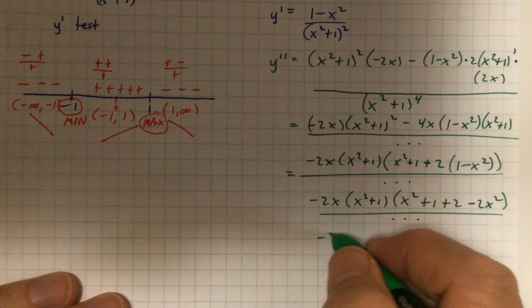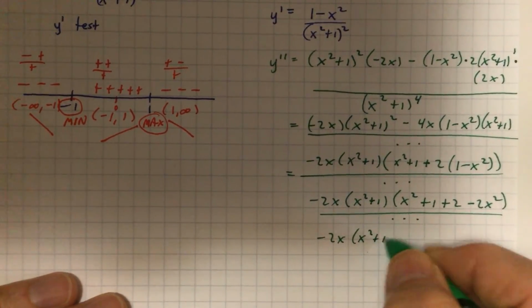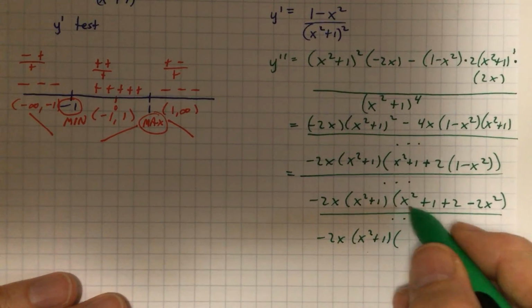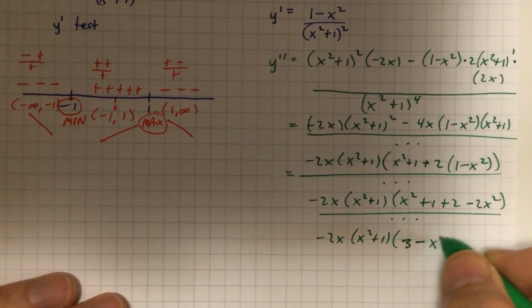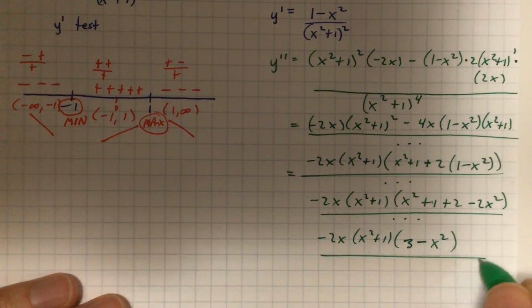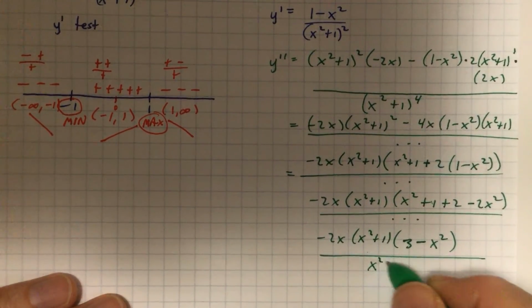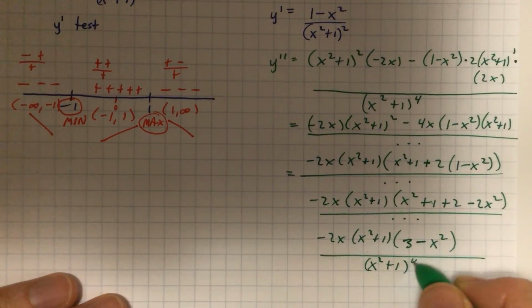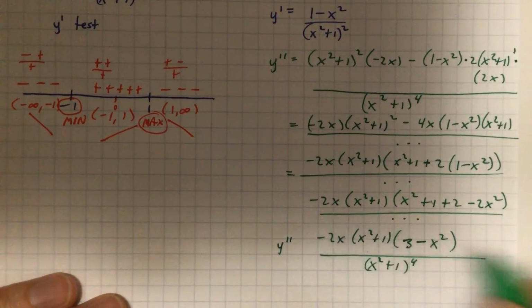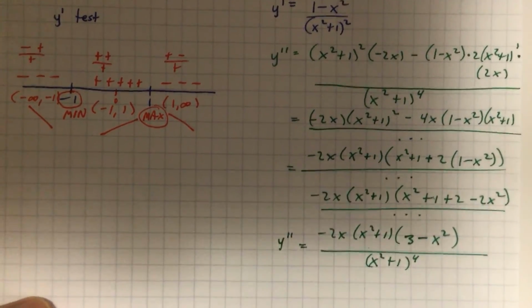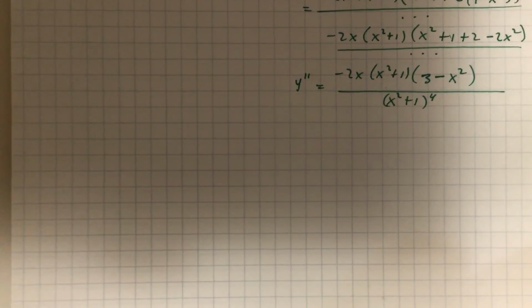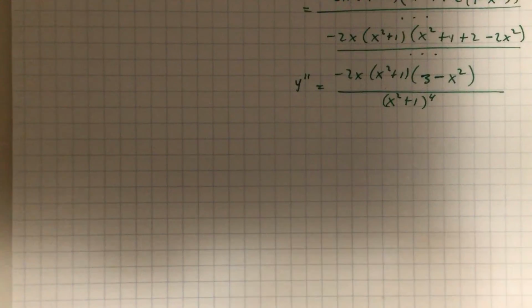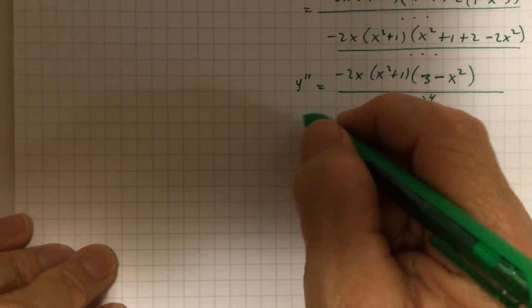And then we have negative 2x, x squared plus 1. And then we have x squared minus 2x squared, that's negative x squared. And then we have a 3, so we have 3 minus x squared. All over, now we'll bring that denominator back in, x squared plus 1 to the fourth. So that's y double prime. It's usually going to be more work than you normally will have to do here, but nevertheless, we know y double prime.